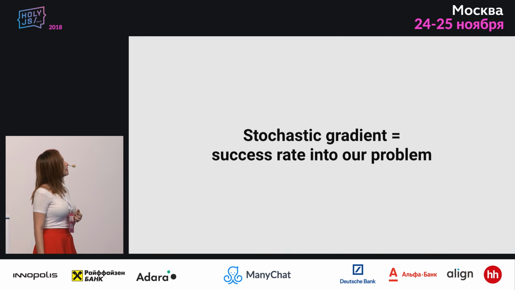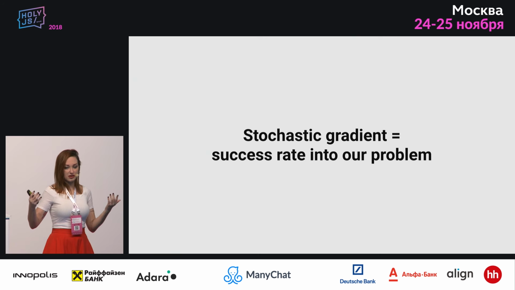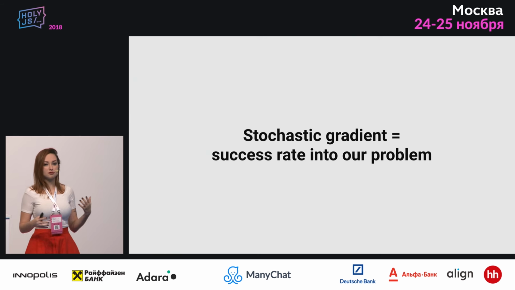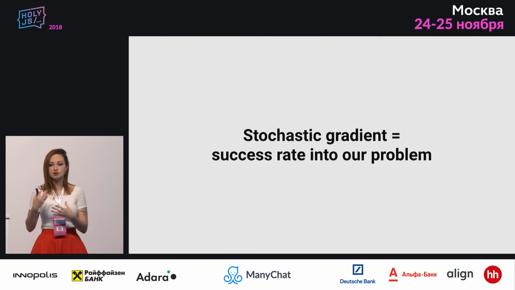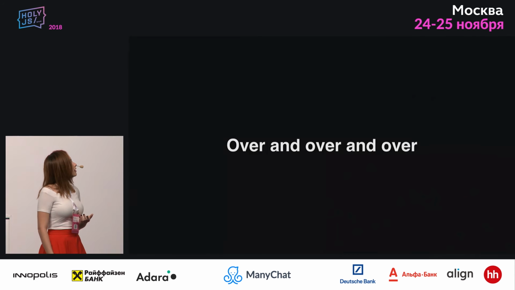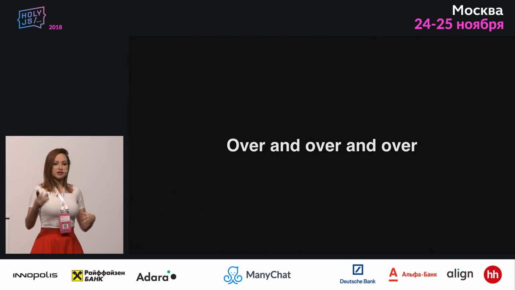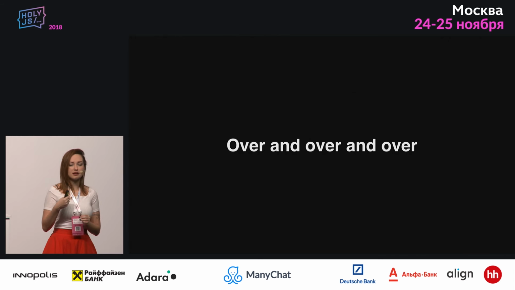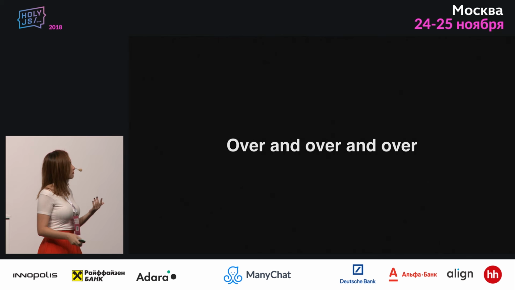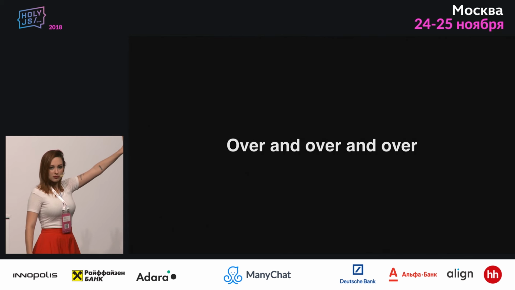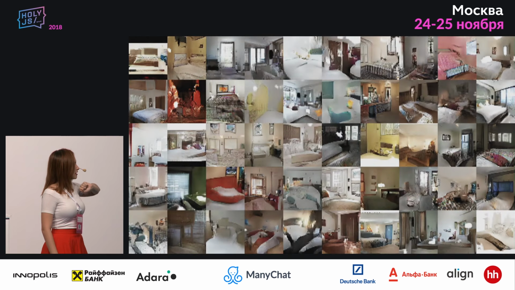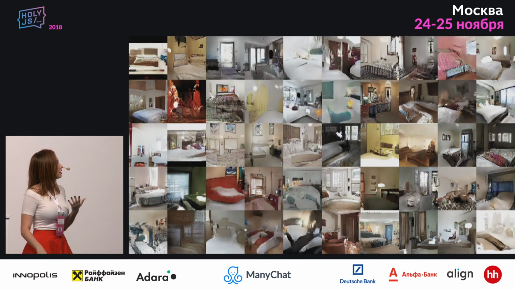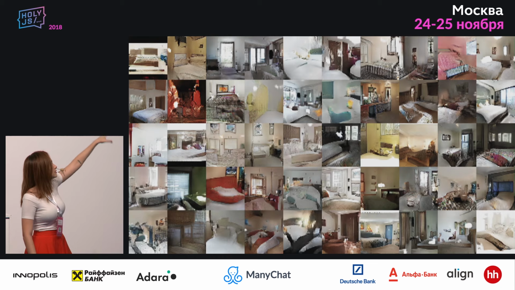And the stochastic gradient, you may hear that in machine learning quite a few times. It's not a big deal. It's just a success rate in our problem. It's how close we're actually getting to a satisfying solution. And this happens over and over and over again. The thing about machine learning, and especially image algorithms, is that it takes quite a while. It can take up to days or like 16 hours or whatever. So we just leave the algorithm running, and after a couple of days or a couple of hours, the algorithm is capable of generating all these images.